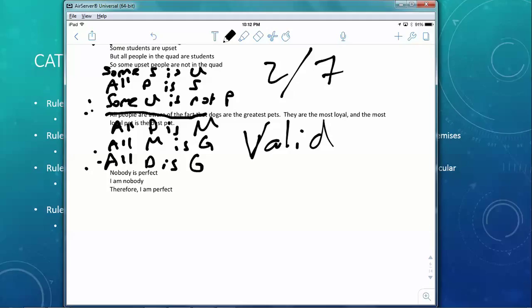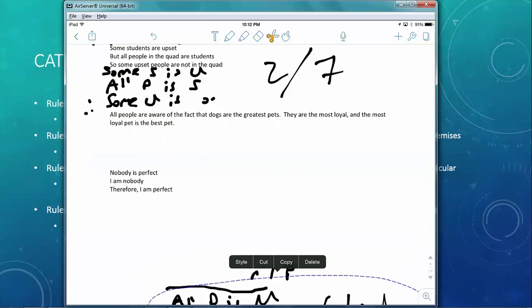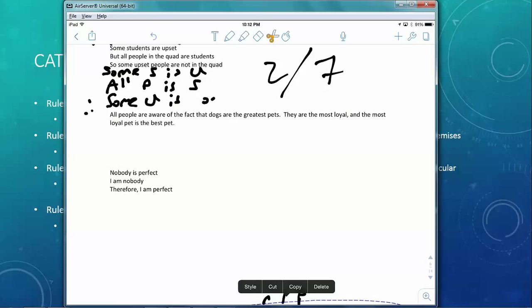Valid. And I wonder, if instead of all this, you were to have made the mistake of saying this first proposition was the premise. Let's see if that would have been valid.